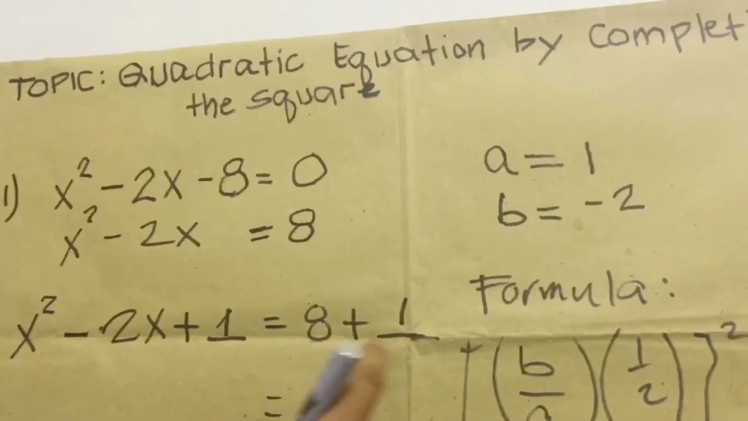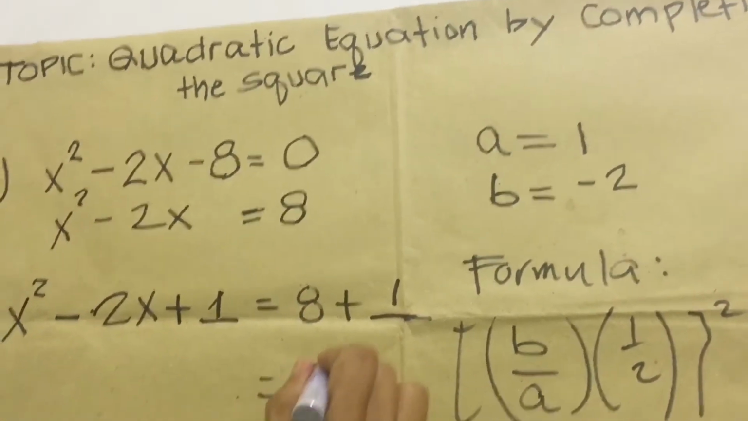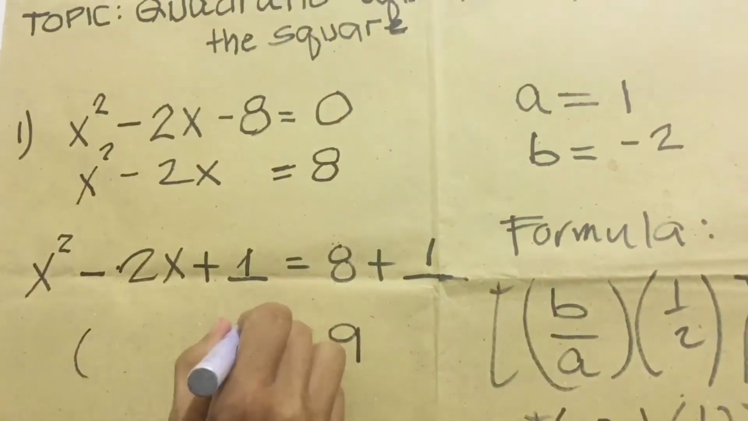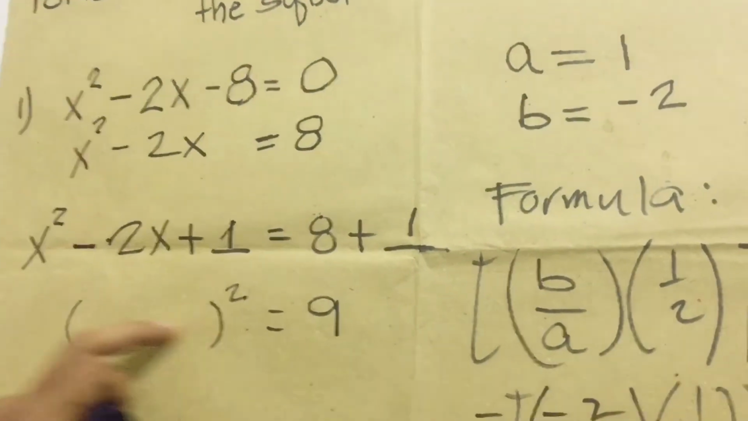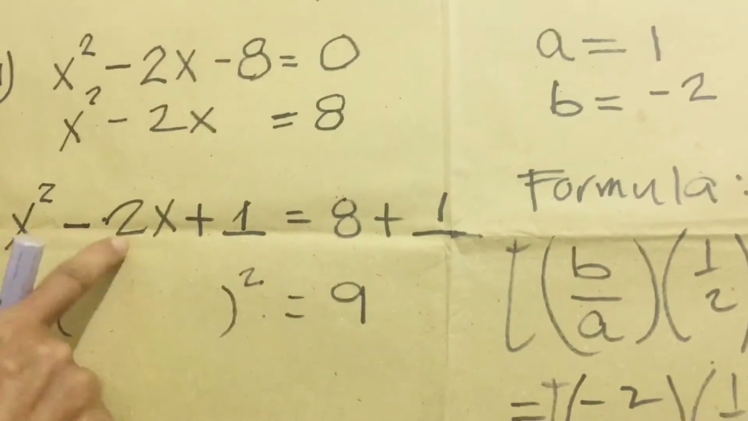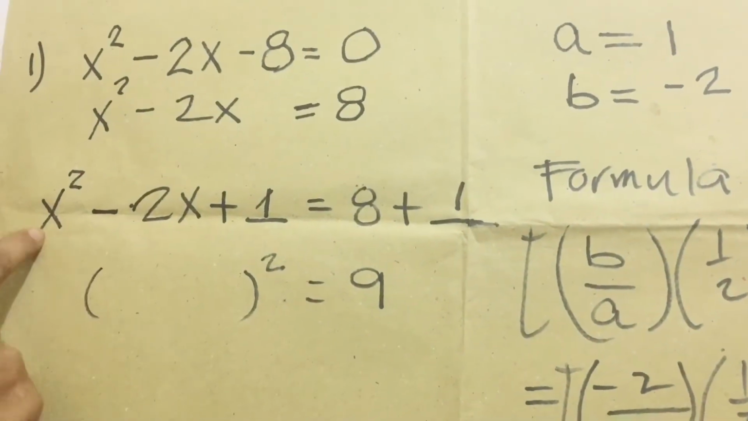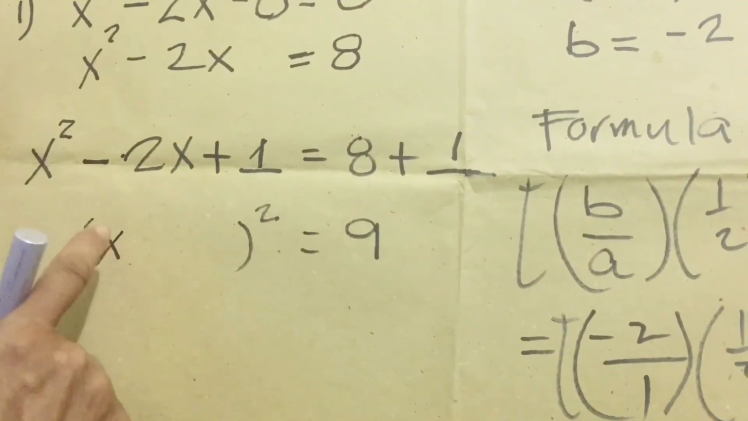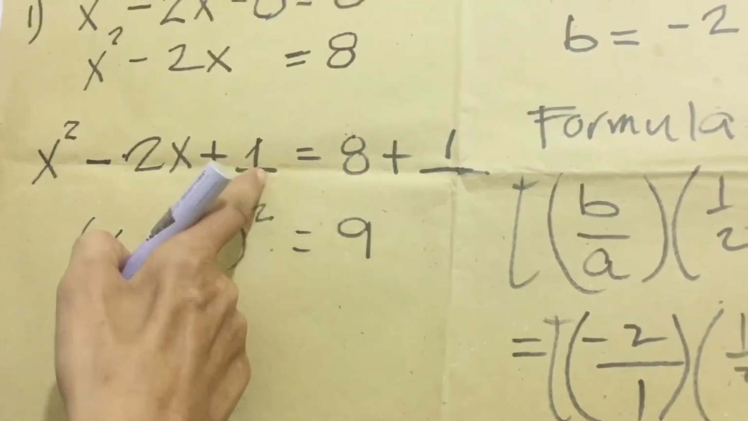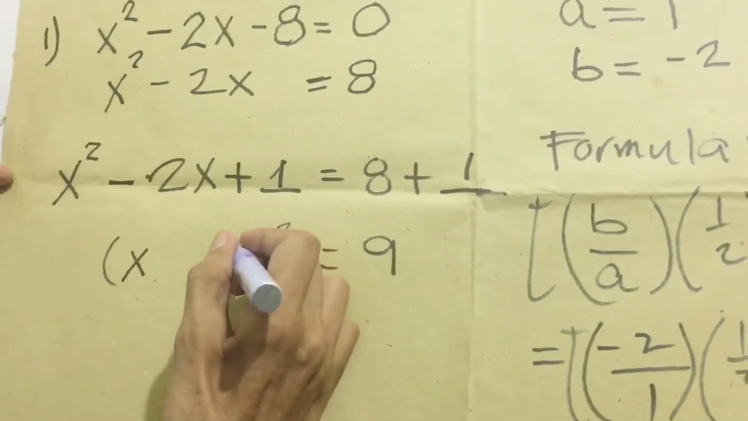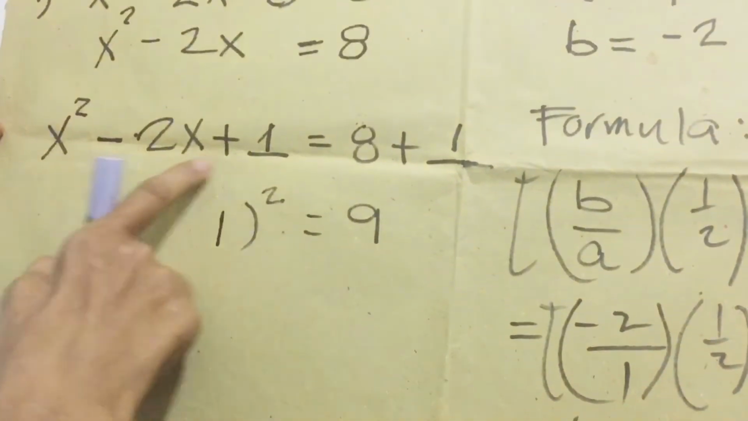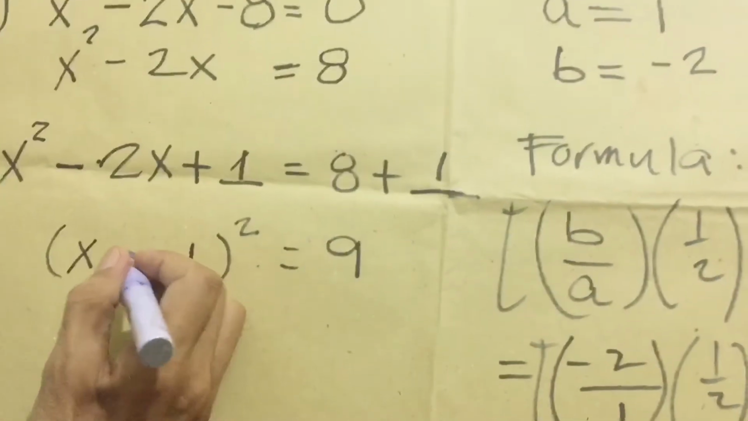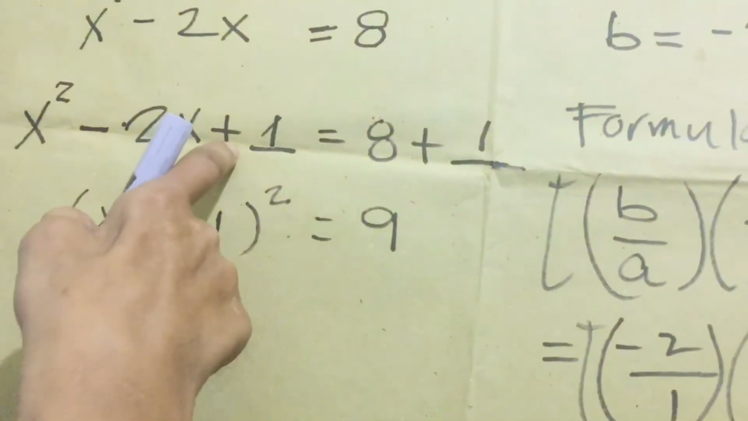Next step is this one. We can add 8 plus 1 equals 9. And this perfect square trinomial, now we're going to find the binomial. To find this square binomial, we're going to determine the factor of this. The factor of x squared is x, because x times x equals x squared, and the factor of 1 is 1 times 1 equals 1. And then here, since negative times negative equals positive, it should be negative here. Check again, negative times negative equals positive.